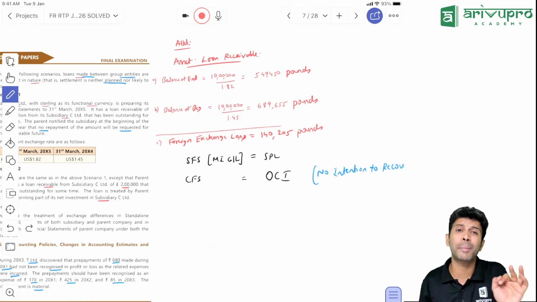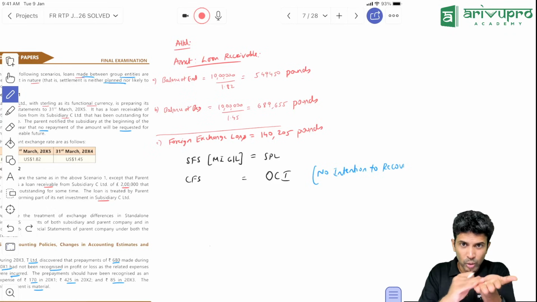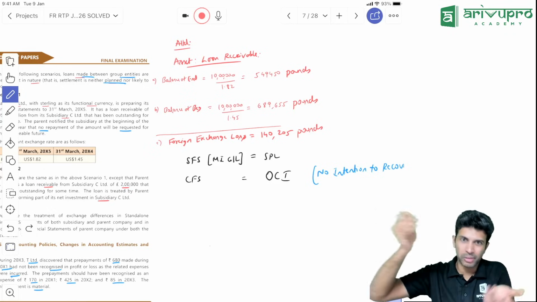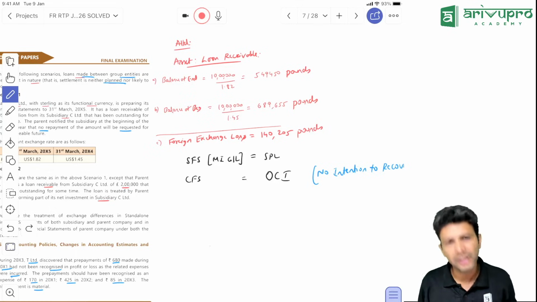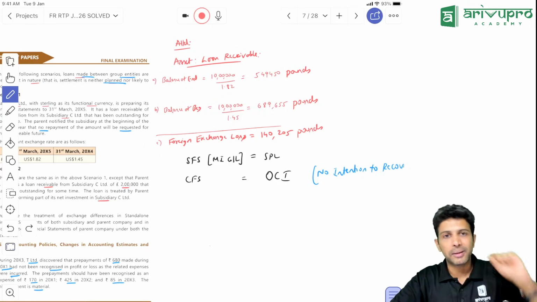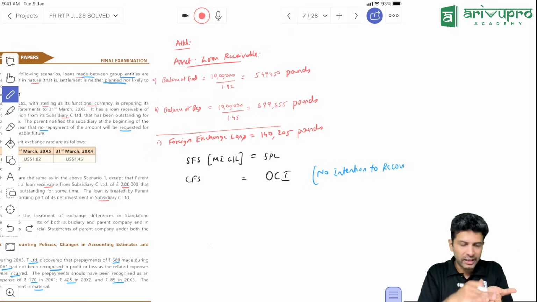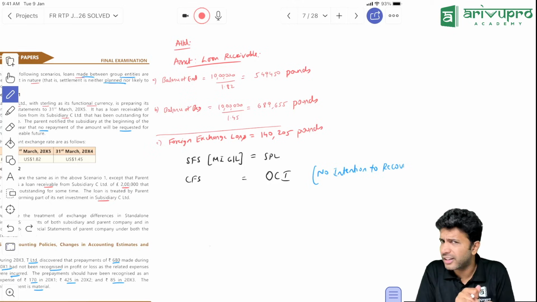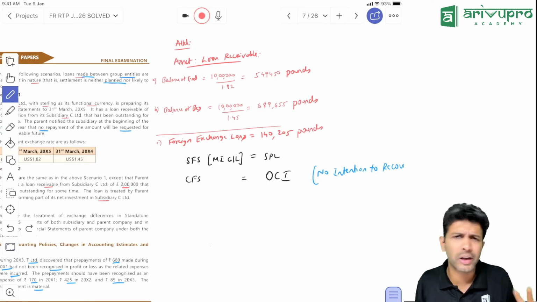But no. The parent is showing the loan, let's say in Indian rupees. The subsidiary is showing that loan in dollars. Possible because it could be a foreign subsidiary, right? So that financial asset and financial liability will get nullified. But if the parent is showing the loan in Indian rupees, and the functional currency is Indian rupees, nothing will come. No gain or loss will come.